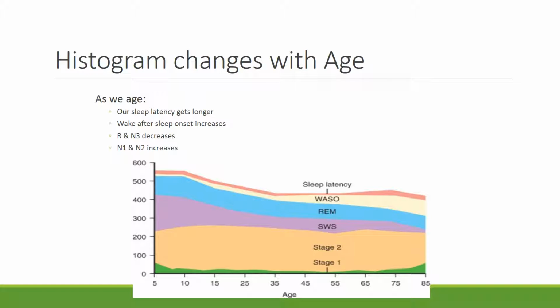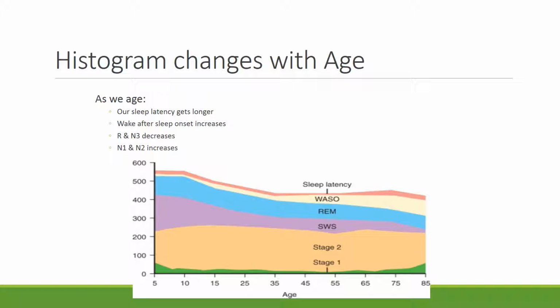Okay, this is a picture of our histogram and how it changes with age. You can see on this diagram that we have sleep from ages 5 all the way to age 85. And really what it's done is it's combined several histograms for individual age groups, combined the information and created a graph to show us how sleep changes as we age.